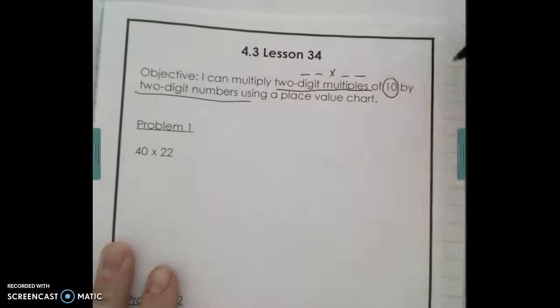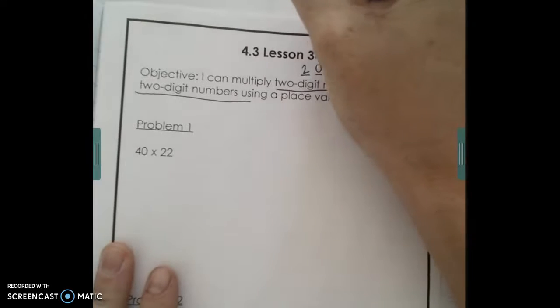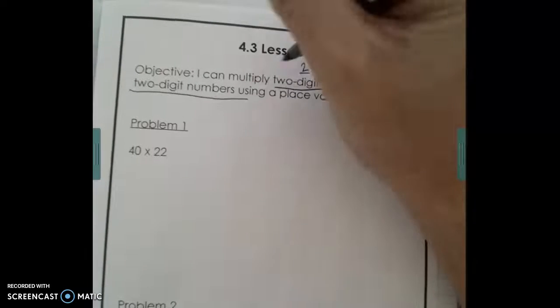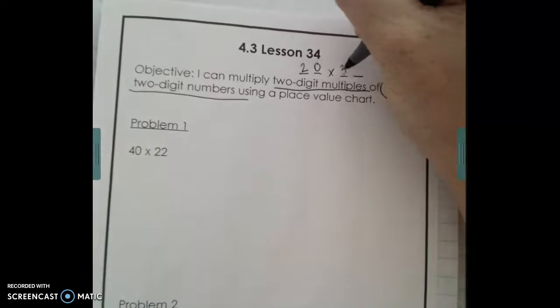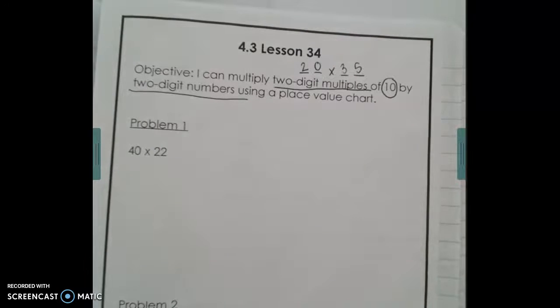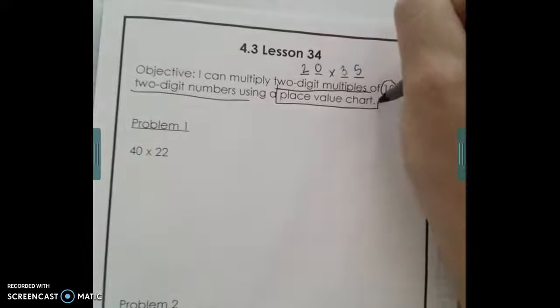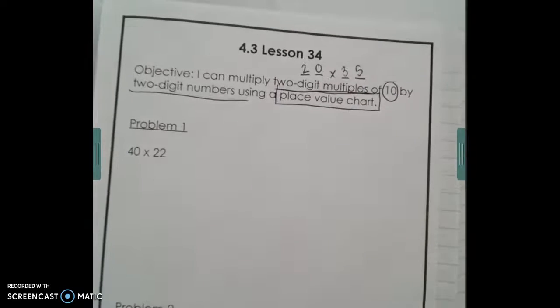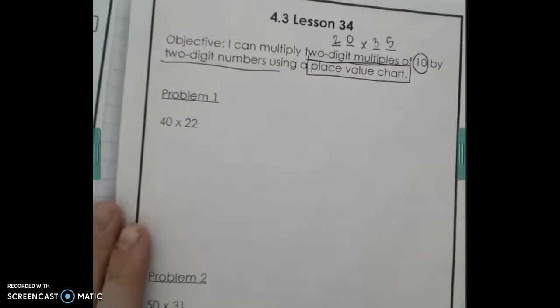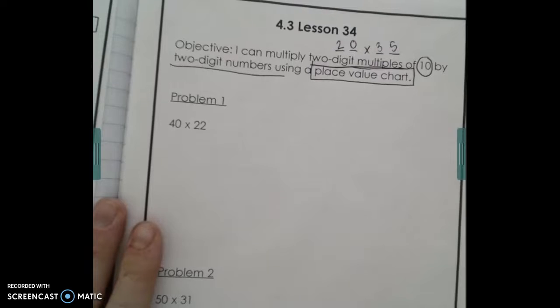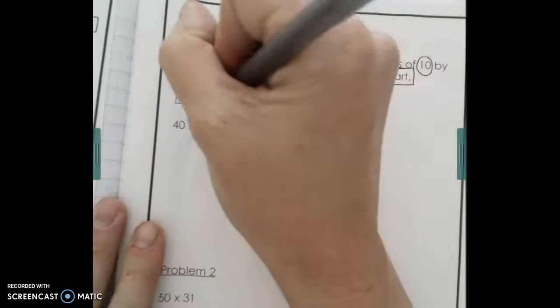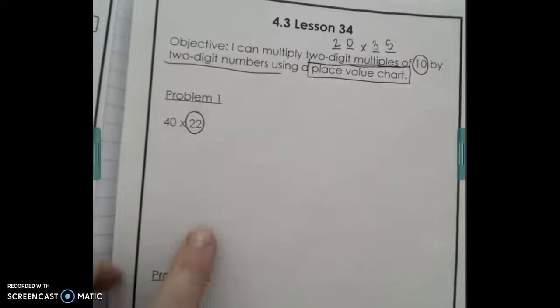So if it has 10, it might be like 20, 30, 40, 50, and then another two-digit number could be like 35, right? Two-digit numbers. And the strategy we're going to use today is a place value chart. So that's what we're going to be working with. To start, I'm going to take my 22, the one that doesn't have a base 10, and represent it in a place value chart.